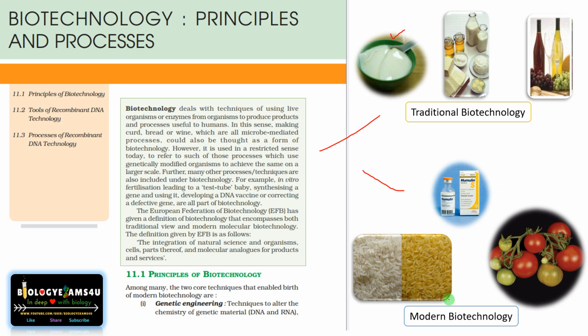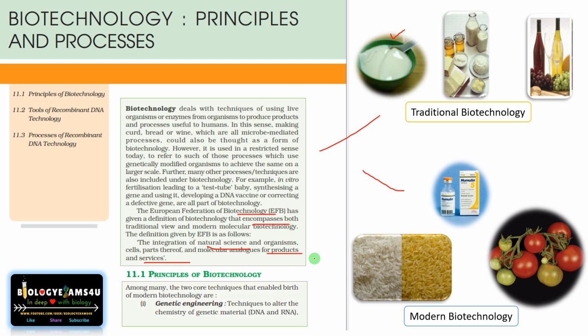Then this is vitamin A rich golden rice, where a gene is incorporated that helps this crop to produce vitamin A. Then this is Flavr Savr tomato, a genetically modified tomato that has increased shelf life by suppressing or silencing the ripening gene. So, in all these examples, we have changed or modified the genes or DNA. That makes it modern biotechnology. According to the European Federation of Biotechnology, biotechnology encompasses both traditional and modern molecular biotechnology, that is, the integration of natural science and organisms, cells or parts, for the production of goods and services.